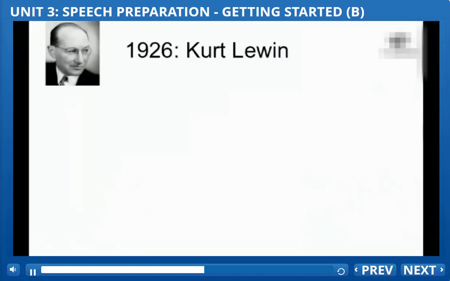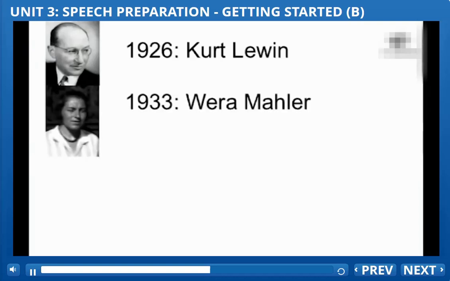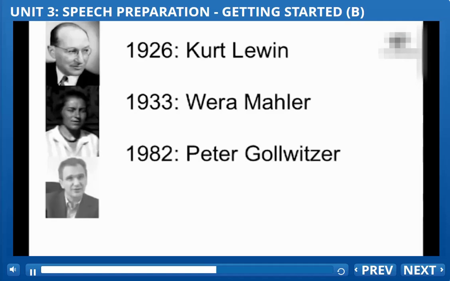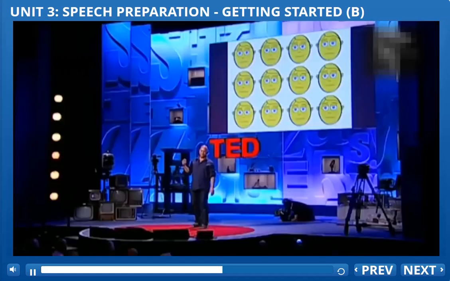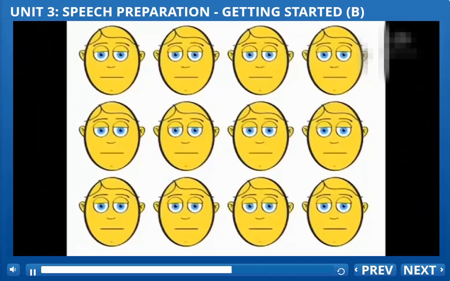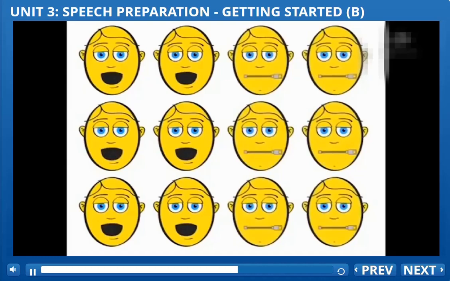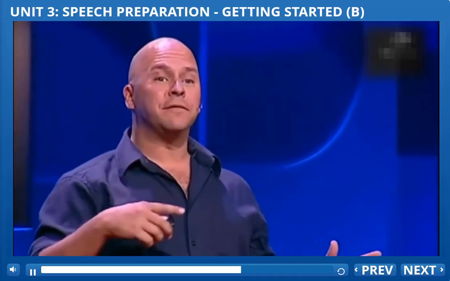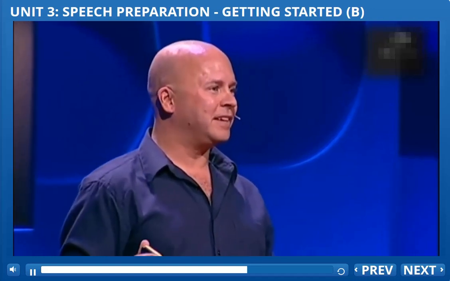1926, Kurt Lewin, founder of social psychology, called this substitution. 1933, Vera Mahler found when it was acknowledged by others, it felt real in the mind. 1982, Peter Gawlitzer wrote a whole book about this, and in 2009, he did some new tests that were published. It goes like this. 163 people across 4 separate tests. Everyone wrote down their personal goal. Then half of them announced their commitment to this goal to the room, and half didn't. And then everyone was given 45 minutes of work that would directly lead them towards their goal, but they were told that they could stop at any time.